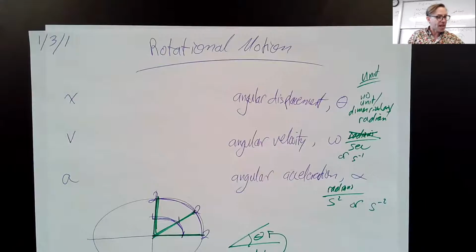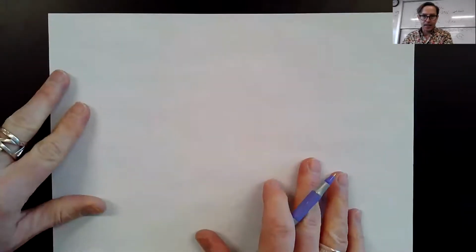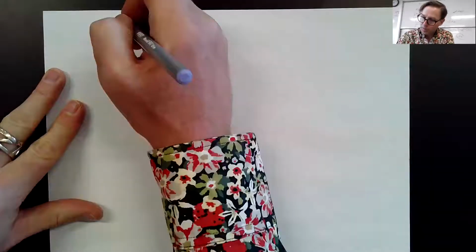Now, there is a phrase that we are going to be using a lot in this chapter, and it is uniform circular motion.